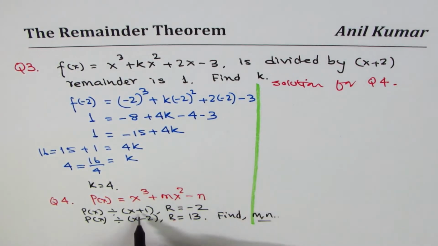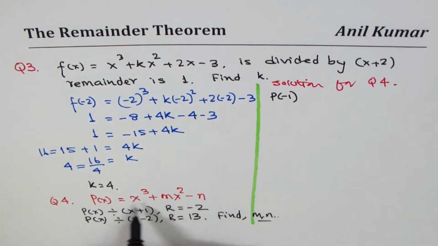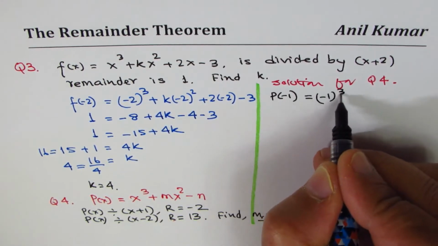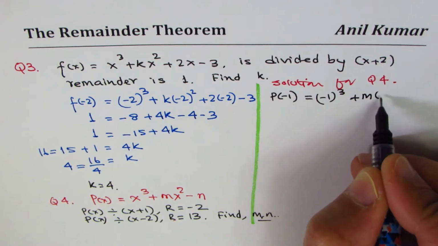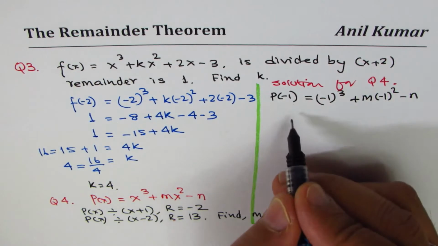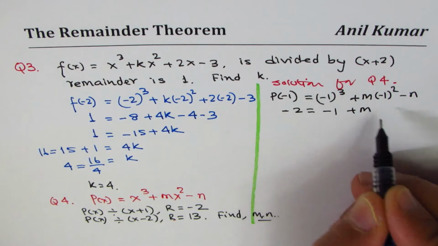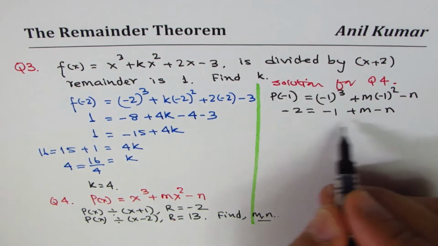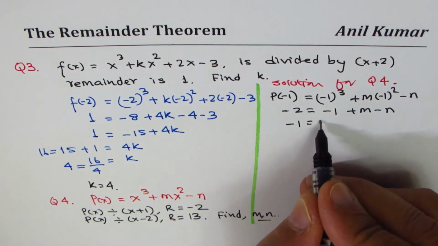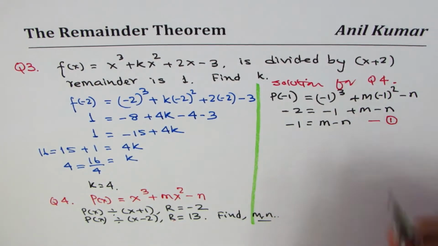So p of minus 1 should be the value of the function at minus 1, right? So I'll substitute minus 1 for x in the given equation. So we get plus m times minus 1 squared minus n. P of minus 1 is the remainder, which is minus 2. So we get minus 2 equals minus 1 plus m minus n. Taking this to the left side, we get minus 1 equals m minus n, right? So we'll call this our equation number 1.